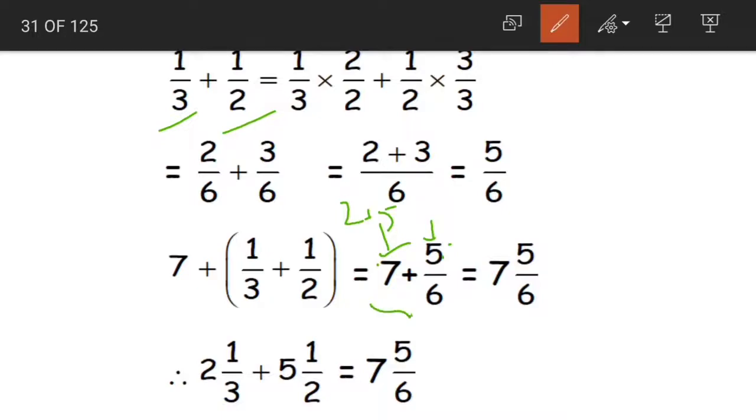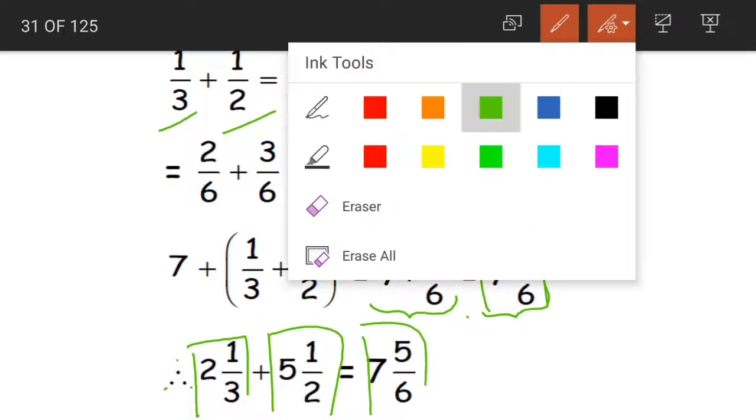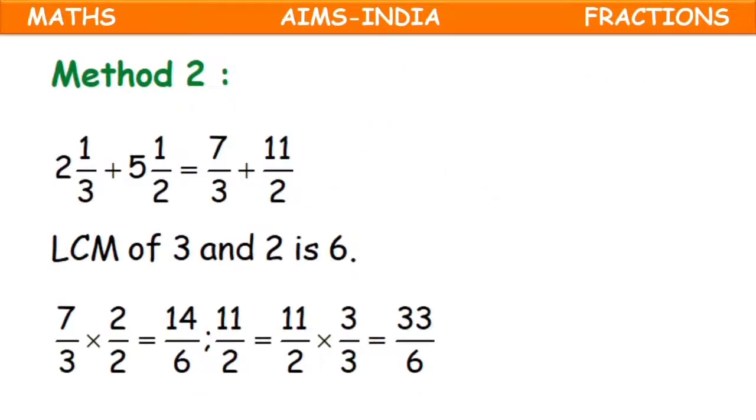Now when we add both these together, we get 7 5 by 6. This is the sum of our given mixed fractions. Therefore 2 1 by 3 plus 5 1 by 2 is equal to 7 5 by 6. Understood children? This was just our first method.